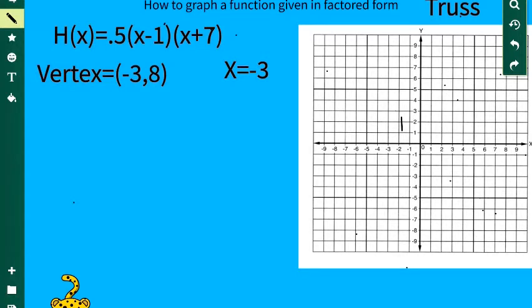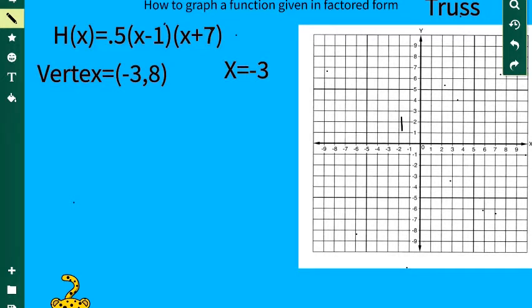There are three things that you need to figure out how to graph an equation in factored form. You need your x value that you use to plug into the equation and figure out your y value. And you need your vertex, which is -3, 8, and you need your two intercepts that you see in the equation. So, how we're going to start off is identifying our intercepts. That is our number one step.